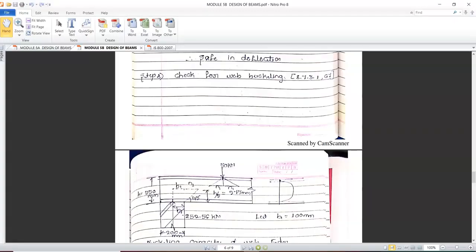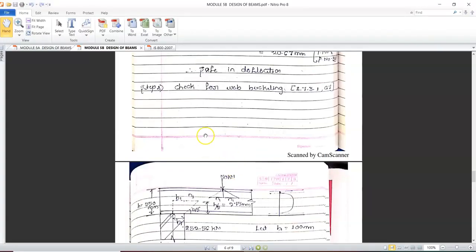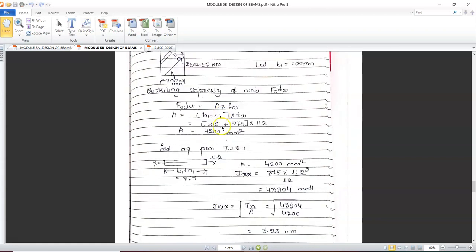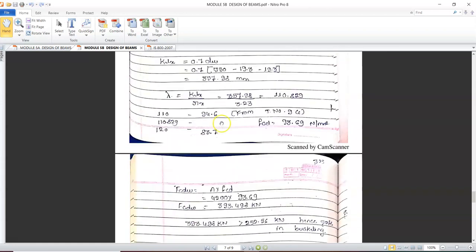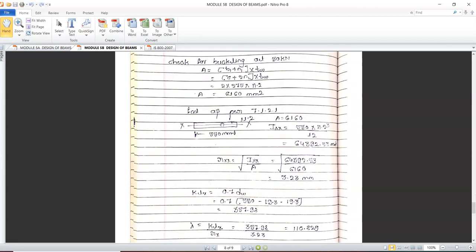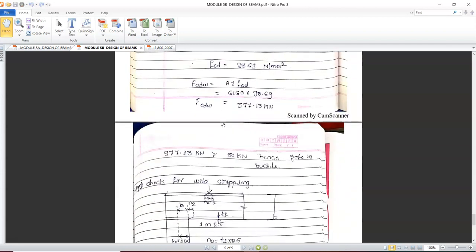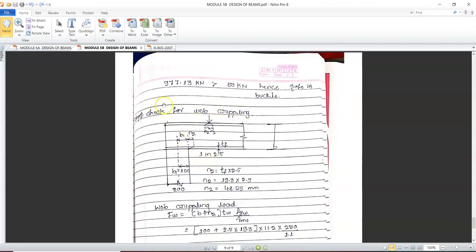Welcome to the next video on design of beams. In this video, we'll be looking at check for web buckling. Since we have not covered design of compression members, these steps will be taken up in the next video. So, we'll be skipping this check and directly taking the next step, that is check for web crippling.